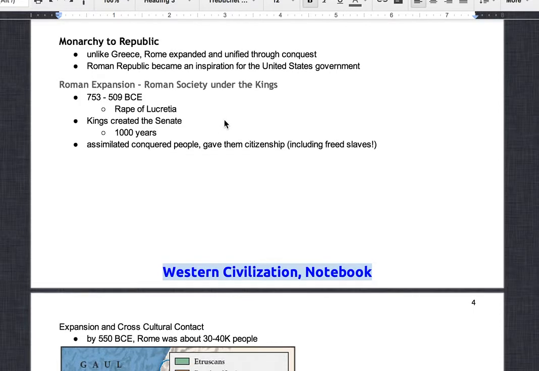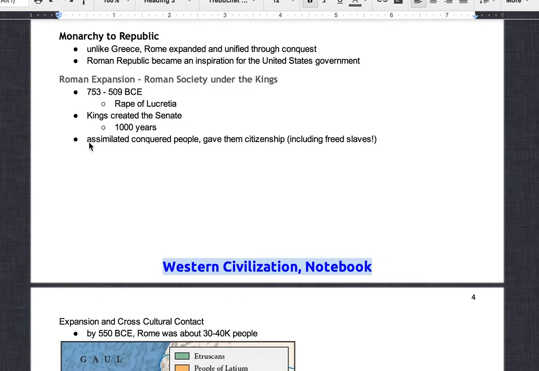That's to come later. In the early days of the Roman expansion, whenever Rome conquered territory, it would assimilate people into that territory, giving them citizenship, oftentimes including freed slaves. Now, the reason for that was that when you give people citizenship, you give them an equal stake and an equal investment.